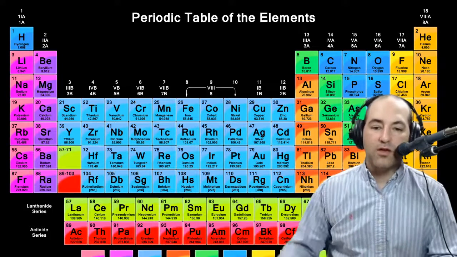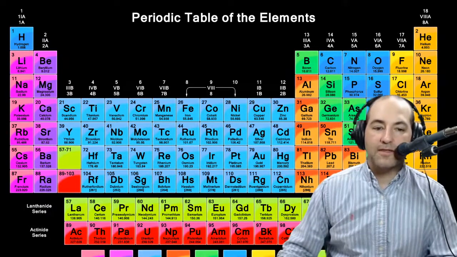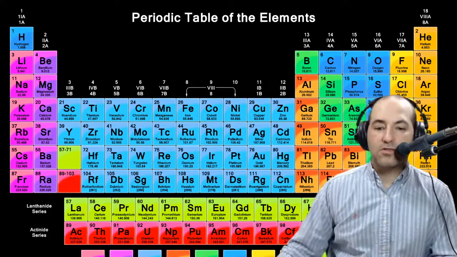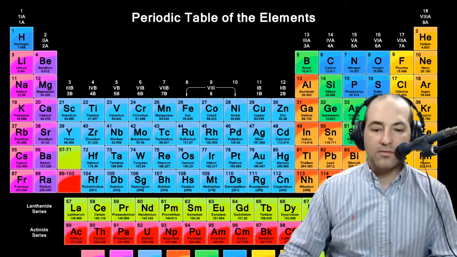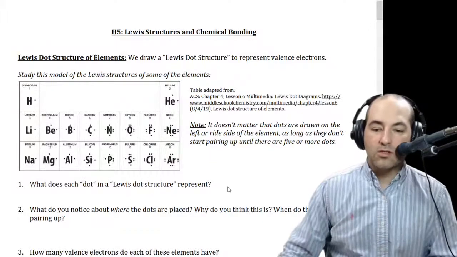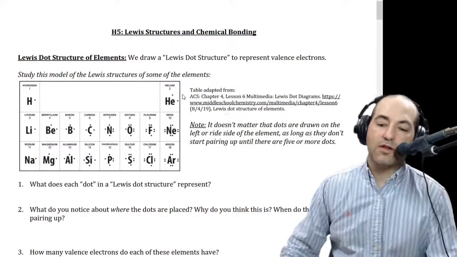So if we look up, you can actually see those column numbers on the top, and those correspond to the number of valence electrons for those columns. So 1A, 2A, 3A, 4A, 5A, 6A, 7A, and 8A, with the exception of helium. So we can use the periodic table to figure out how many valence electrons there are.